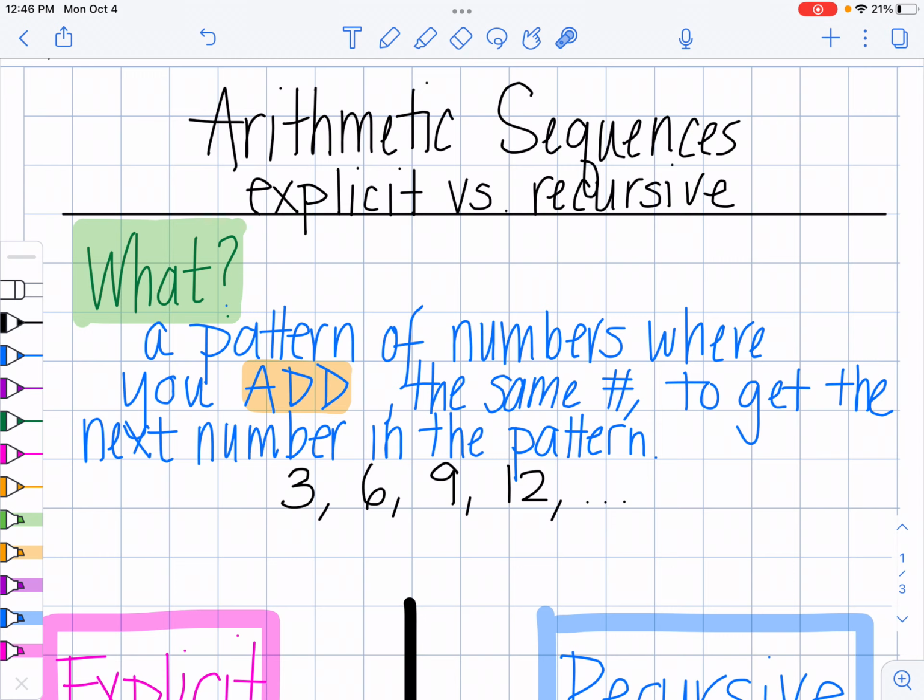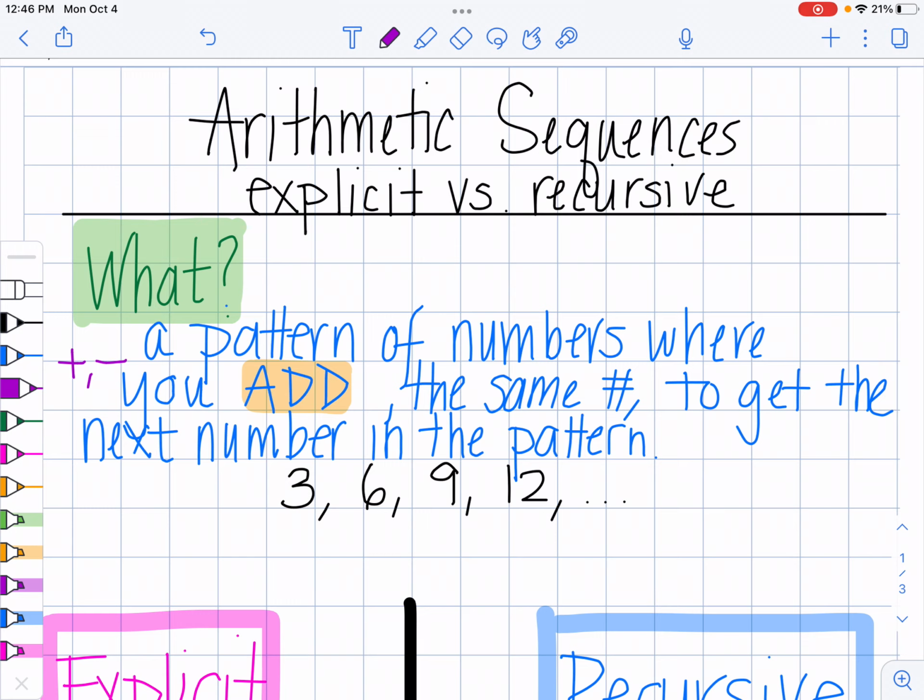It's a pattern. It's a pattern of numbers where you add the same number to get the next number in the pattern. Now note that sometimes the number that you add can be a negative number, so it does look like the number is subtracted, but it's easiest just to think about adding and know that we can either add a positive number or we can add a negative number. Just depends on the pattern that you're dealing with.